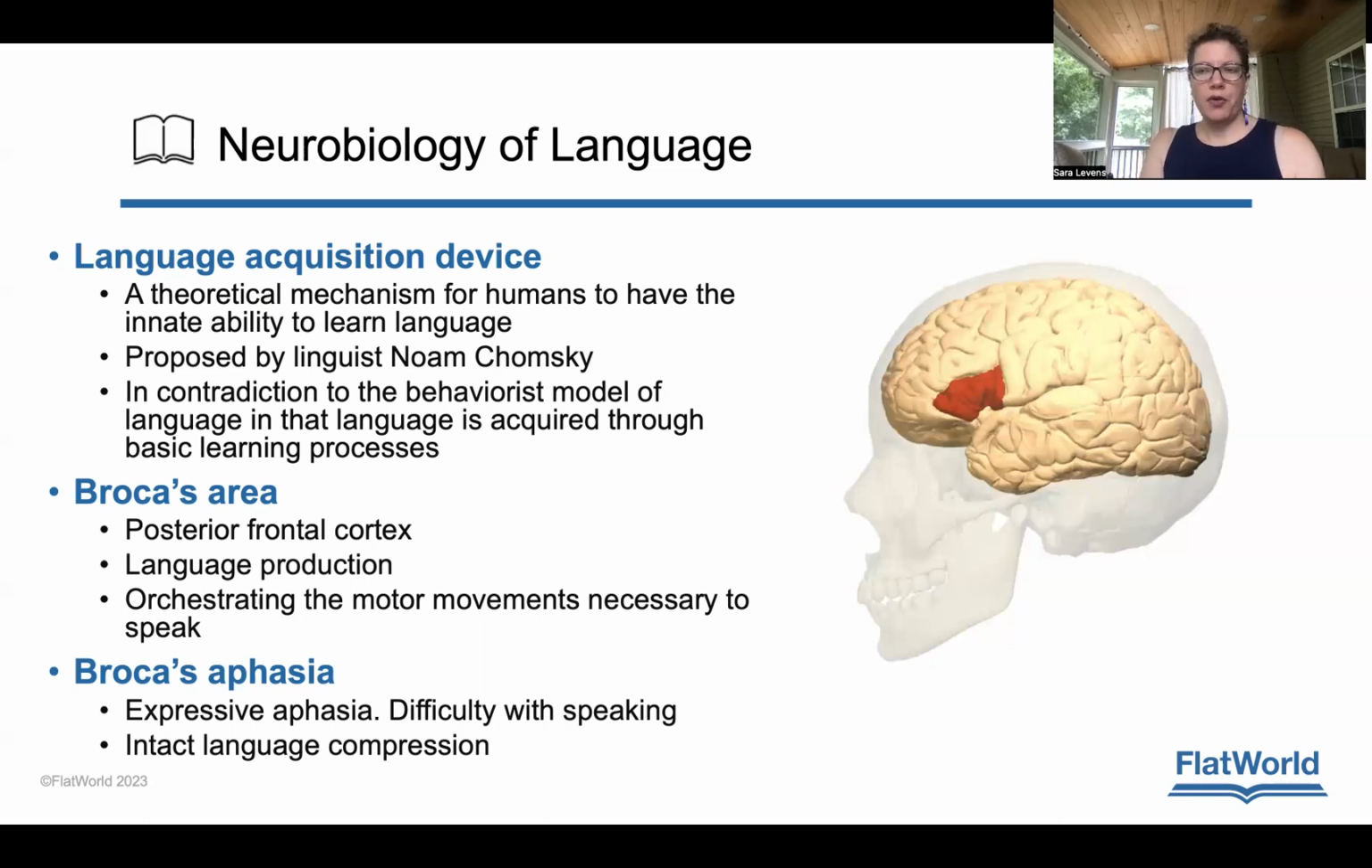Broca's area was originally found and termed expressive aphasia, aphasia meaning some sort of problem with aspects of speech. In Broca's aphasia, you have a great deal of difficulty with speaking. You can hear and understand, so you have intact comprehension, but it's extremely hard for you to actually produce language.